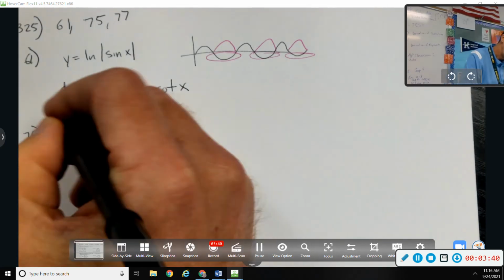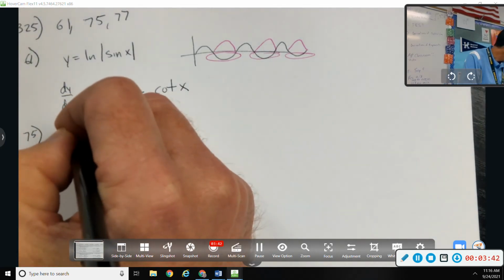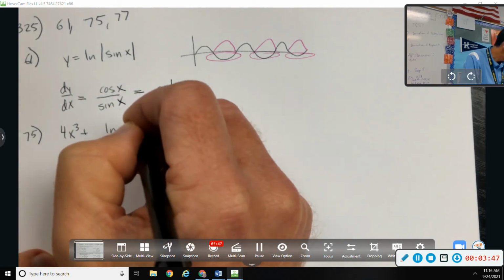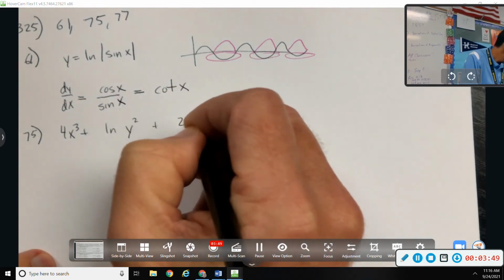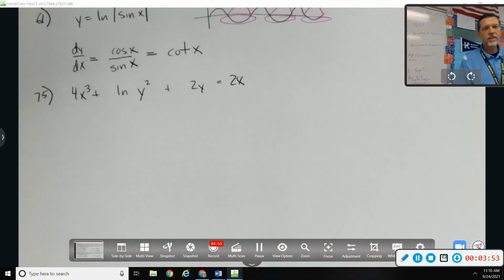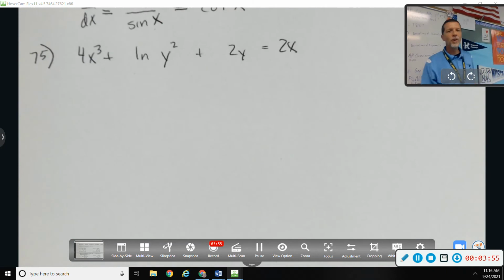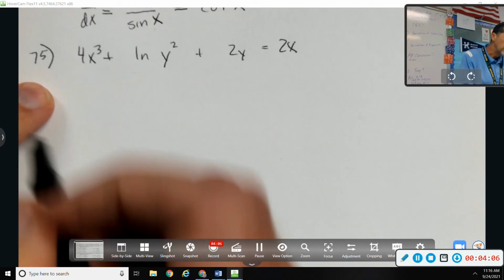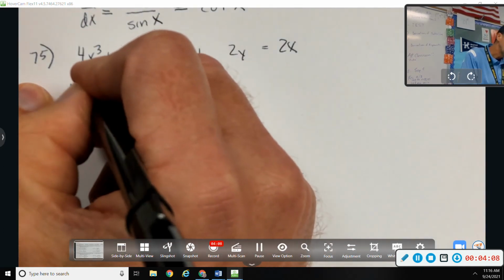75. We're gonna close today with one like this. Again, this is from our old toolbox of stuff. This is implicit differentiation, meaning the y is kind of buried in the problem. So let's go term by term. Derivative of 4x cubed would be 12x squared.